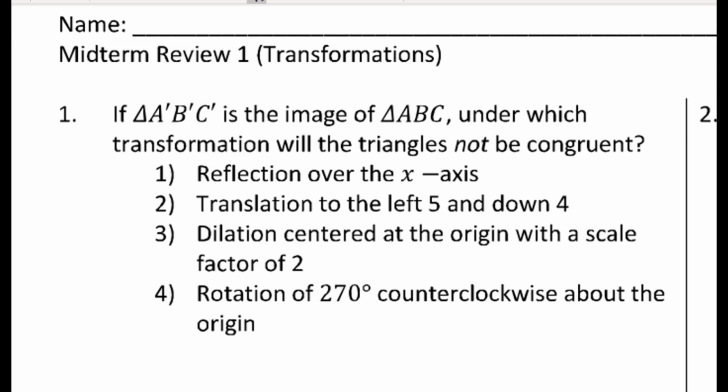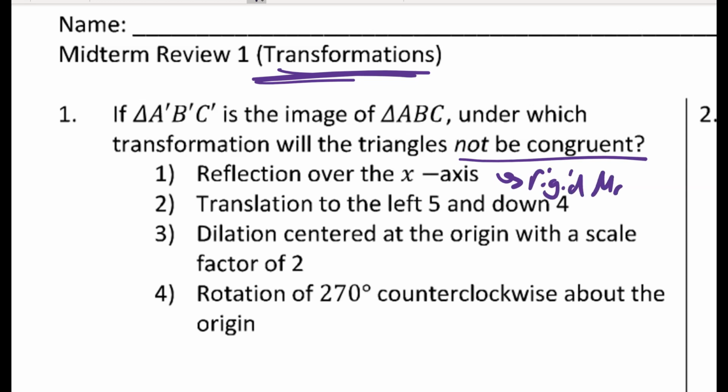In this video, I'm going to go through the first midterm review packet that's all about transformations. So for number one, it says, if A prime, B prime, C prime is the image of triangle ABC, under which transformation would the triangles not be congruent? Remember, if the triangles aren't congruent, that means when you transformed them, you did something that wasn't a rigid motion, which, remember, rigid motions preserve angle measure and side length.